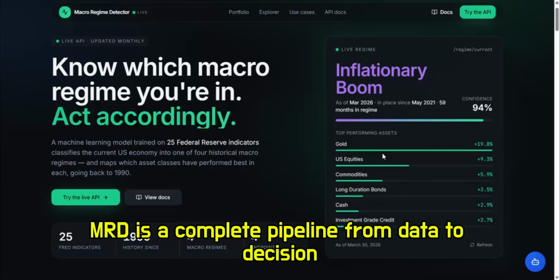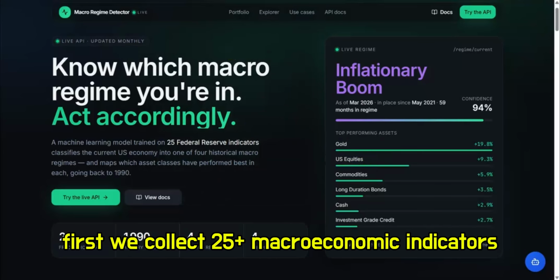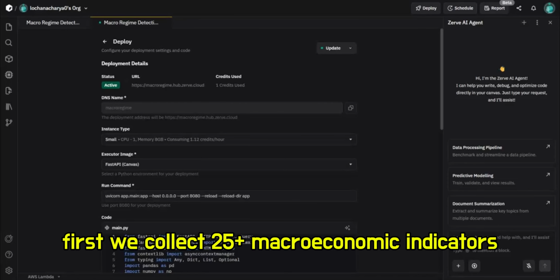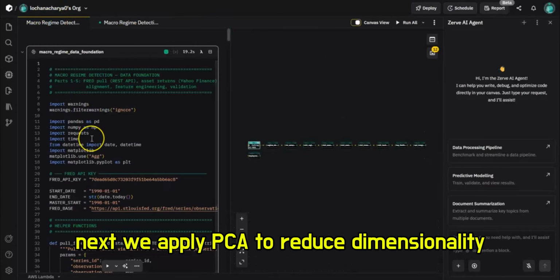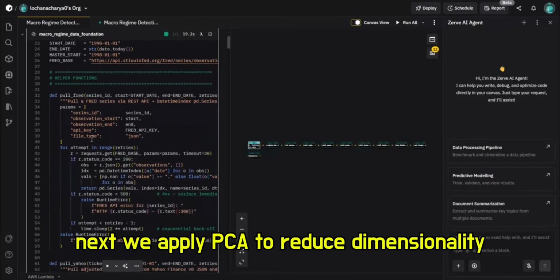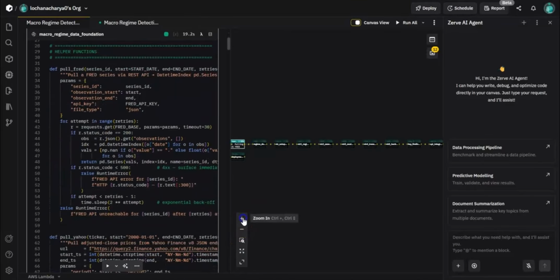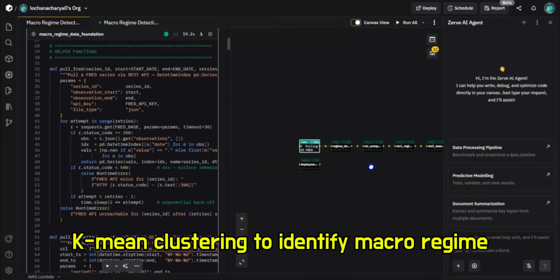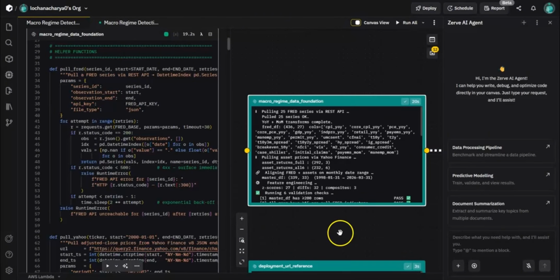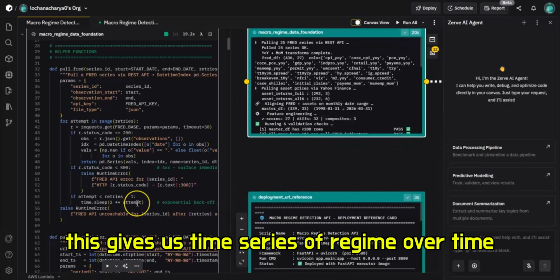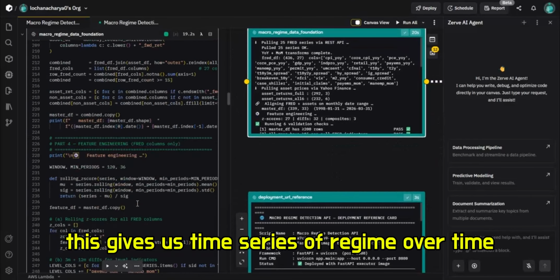MRD is a complete pipeline from data to decision. First, we collect 25-plus macroeconomic indicators, including growth, inflation, and financial stress. Next, we apply PCA to reduce dimensionality and K-means clustering to identify macro regimes like Goldilocks or stagflation. This gives us a time series of regimes over time.